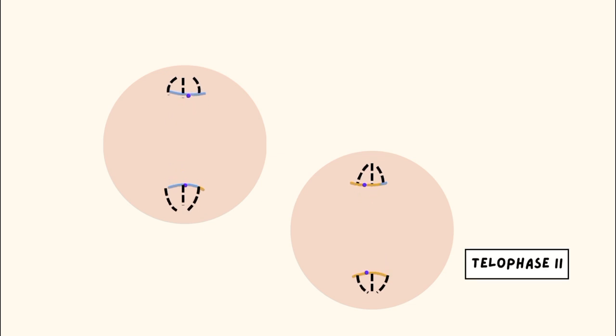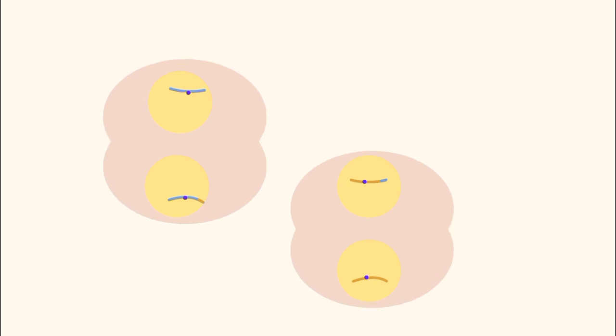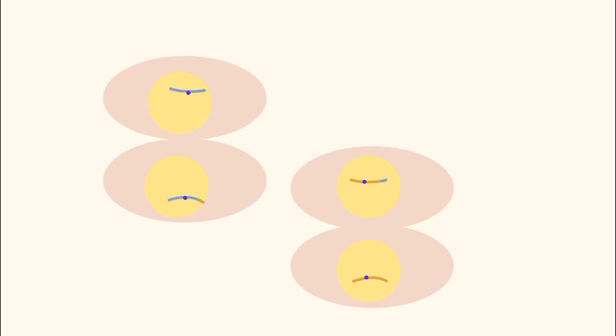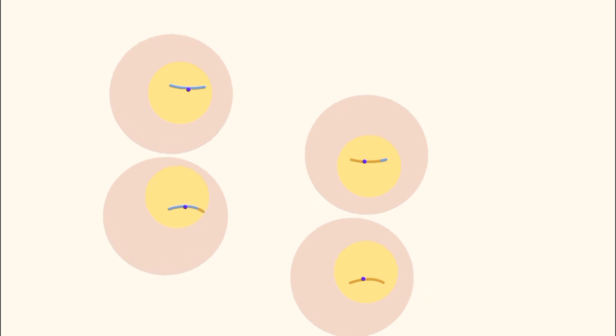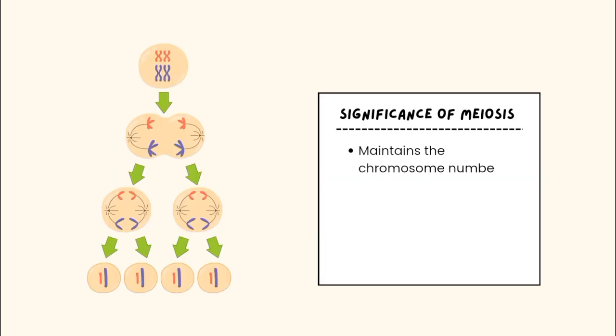This is followed by telophase 2, where the separated chromatids reach the opposite poles. New nuclear membranes form around them, and the chromosomes begin to uncoil. At the same time, cytokinesis occurs, producing 4 genetically distinct haploid cells. In this way, meiosis maintains the chromosome number across generations and promotes genetic diversity.